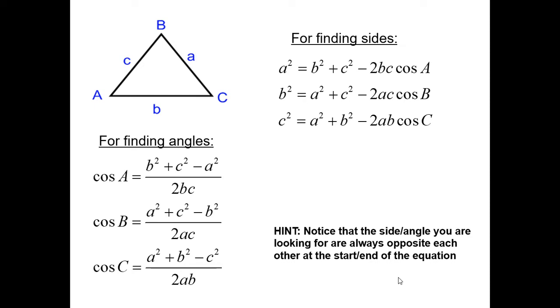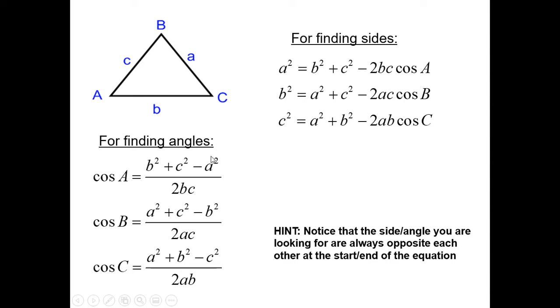So the law of cosines, it's a little bit tricky, but you'll notice that for finding sides, here we have a squared, b squared, and c squared. So a squared is equal to side b squared plus side c squared minus 2bc, times cosine of the angle that we're trying to find across. So here's angle A, and we're trying to figure out side A, and we know sides B and C and angle A. We can find side A using this formula. And the other ones are similar.